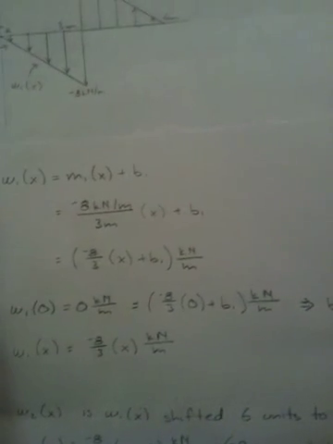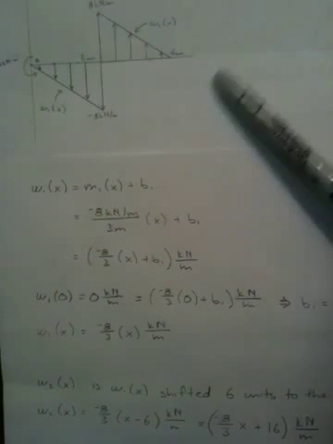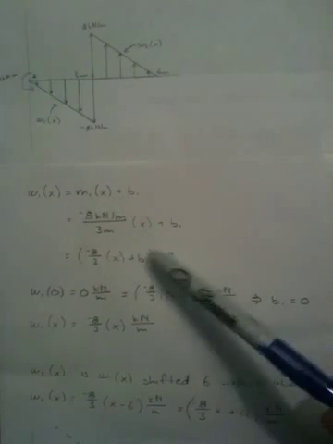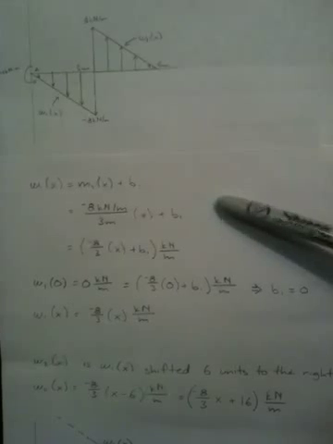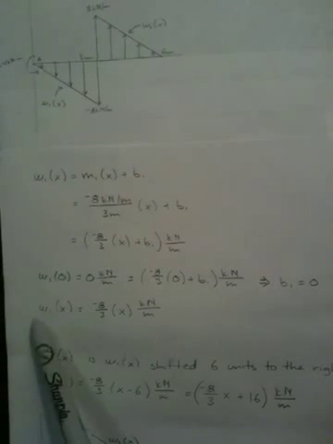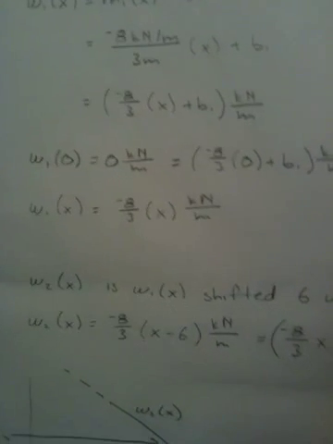When we move on to the algebra and figure out the slope for the distributed load on the left, which is negative 8 over 3. Then we work out the constant, which ends up being 0. So finally we have a loading equation for the load on the left.